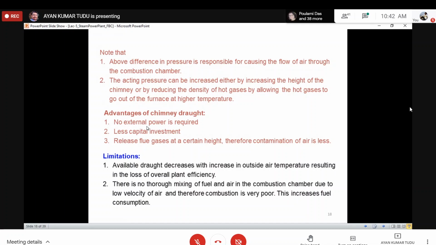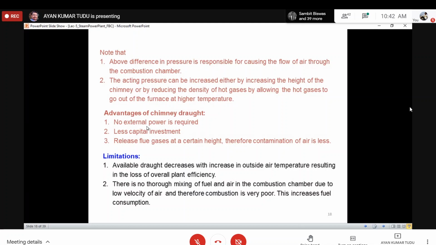Okay, and there is no thorough mixing of fuel and the air in the combustion chamber due to the low velocity of air, and therefore the combustion is very poor. So this increases the fuel consumption. These are the disadvantages or the limitations of a chimney draught. Now let us talk about the first one, that is the induced draught.